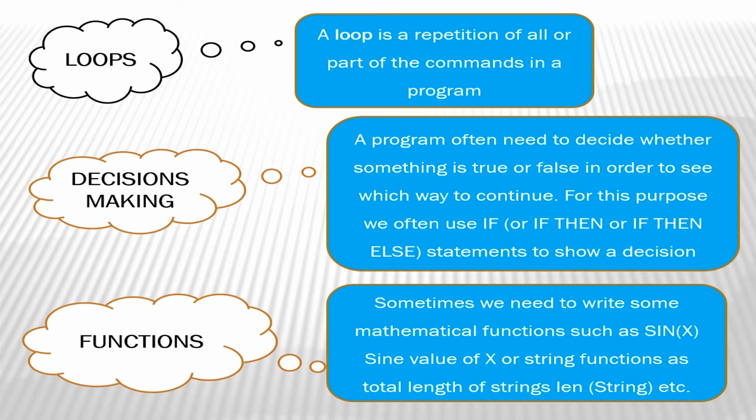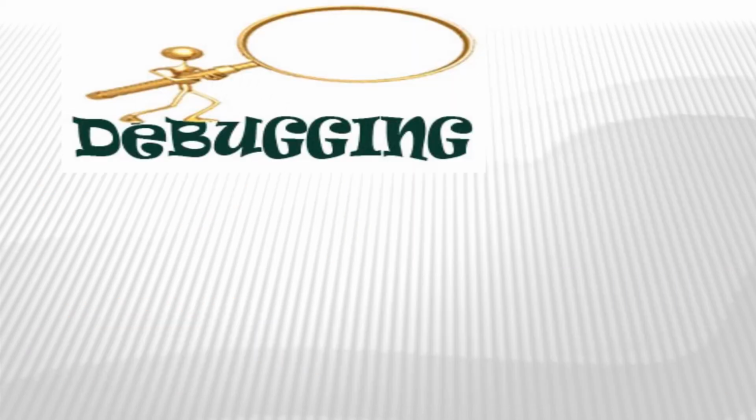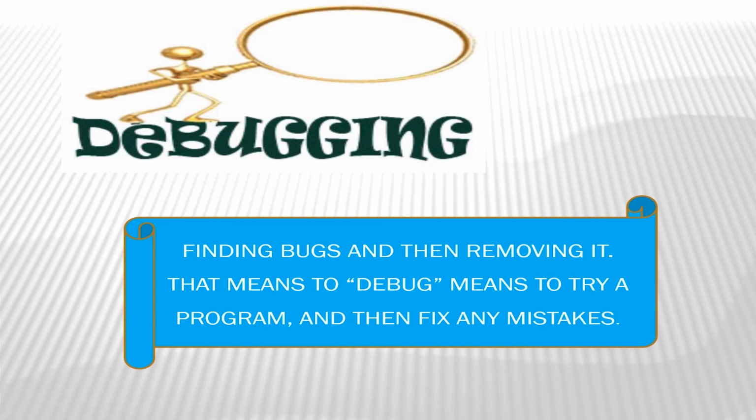When running a program, sometimes we meet errors. To debug means to try a program and then fix these errors.